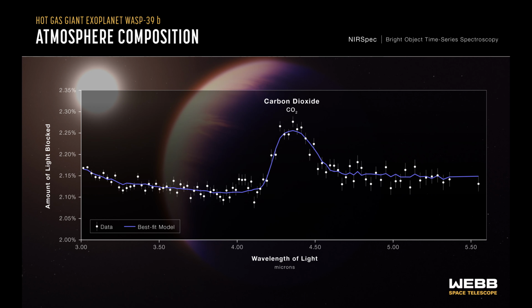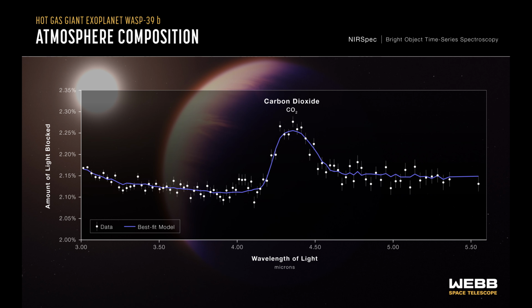A transmission spectrum of the hot gas giant exoplanet WASP-39b captured by Webb's near-infrared spectrograph on July 10, 2022, reveals the first clear evidence for carbon dioxide in a planet outside the solar system. This is also the first detailed exoplanet transmission spectrum ever captured that covers wavelengths between 3 and 5.5 microns. A transmission spectrum is made by comparing starlight filtered through a planet's atmosphere as it moves in front of the star, to the unfiltered starlight detected when the planet is beside the star.